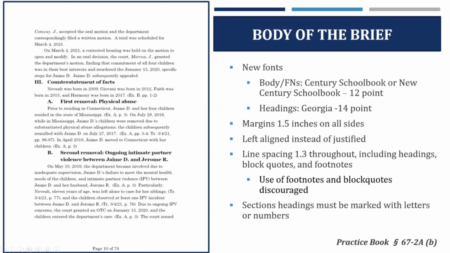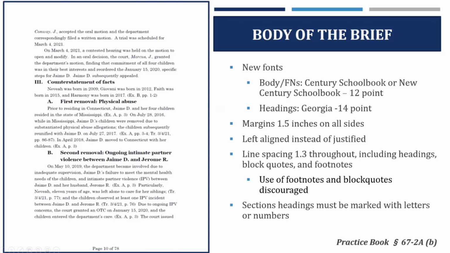So taking a look here on the left of the page, you'll see that the headings are bold and in a different font. The margin is 1.5 inches all around. Rather than having justified text, it needs to be left aligned. And the line spacing is neither single nor double. It's 1.3 throughout, including the headings, the block quotes, and the footnotes. And section headings must be marked with letters or numbers. And then also later on, you'll find out they should be bookmarked as well. So it's going to look very different.